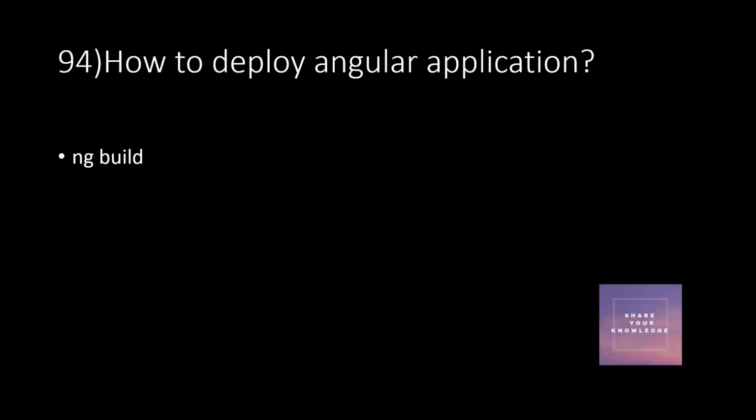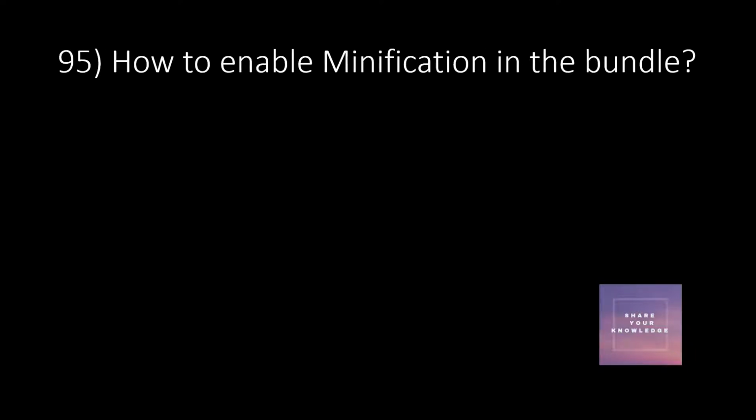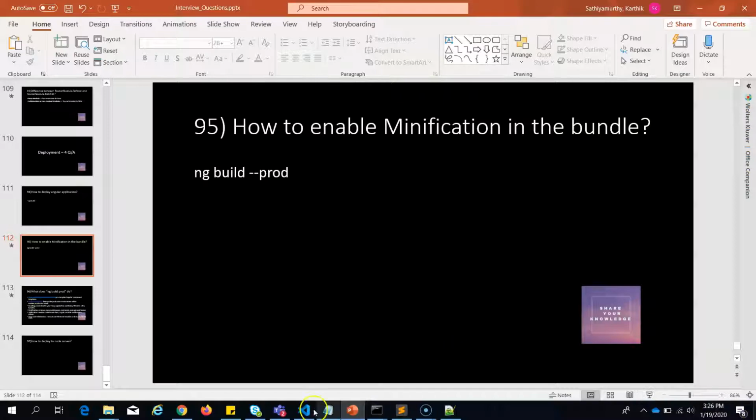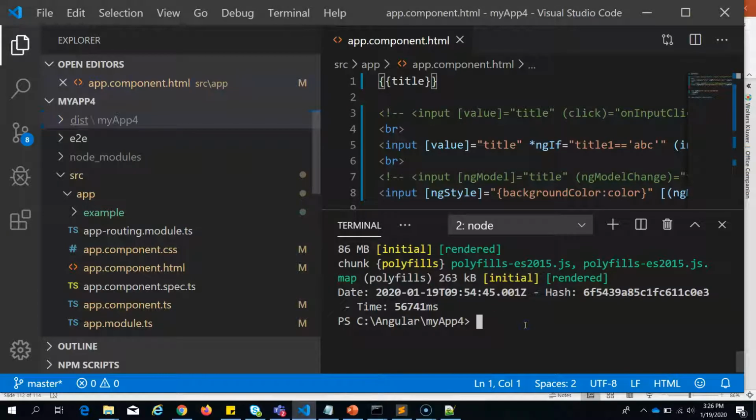So this is about how to deploy. This will create the bundle file, and you have to use this bundle file in any server you want to deploy. Next question, how to enable minification in the bundle? You have to use something called build production. When you build it in this manner, it will also minify the files.